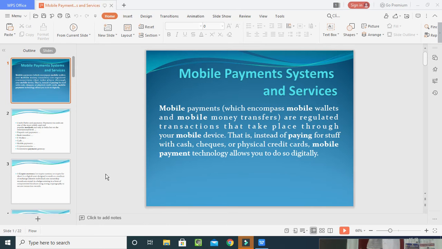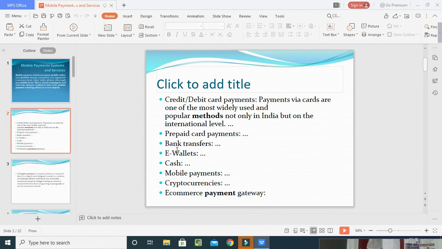Now, next thing is what the different modes of mobile payments are, what systems or services we get in mobile payments. As you know, debit and credit card payments are there. Payments via cards are one of the most widely used and popular methods, not only in India but also on the international level. In the olden days, people used to have currency and they used to fulfill the transactions. After that, they started utilizing the debit card or credit card.